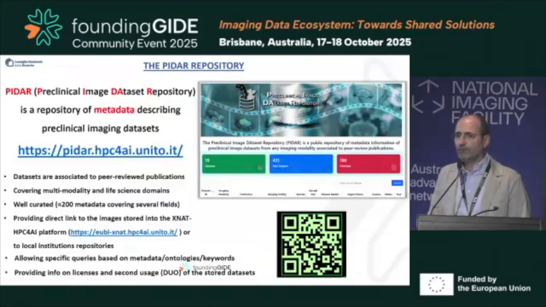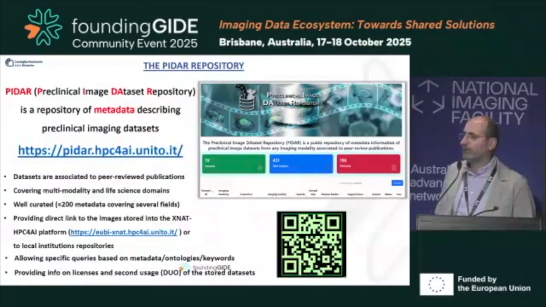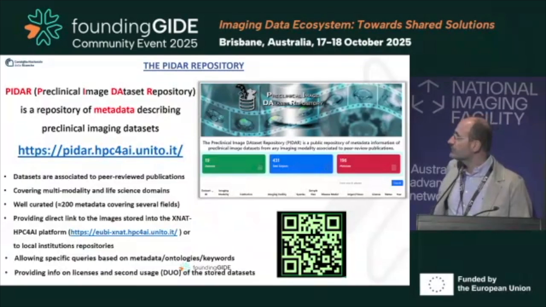And at the very end, what we would like to have is this repository. So we started working on this repository for preclinical image datasets. Actually, we are collecting metadata, so we are collecting information that is associated to images. Of course, we cannot think of developing a central repository of preclinical images. But the advantage of having this kind of repository is that you can have a search engine, or a database, that allows you to find preclinical image datasets.